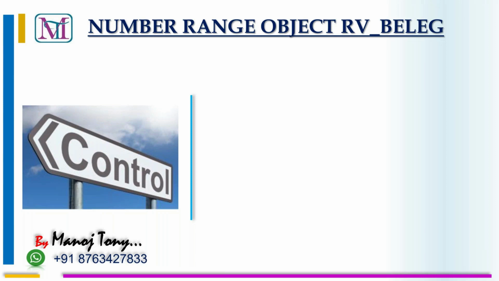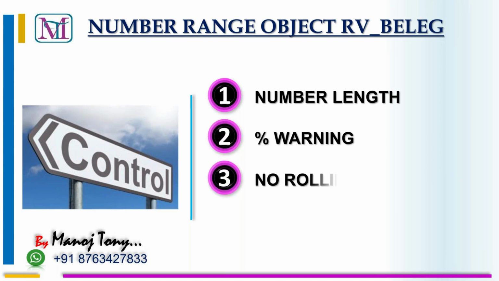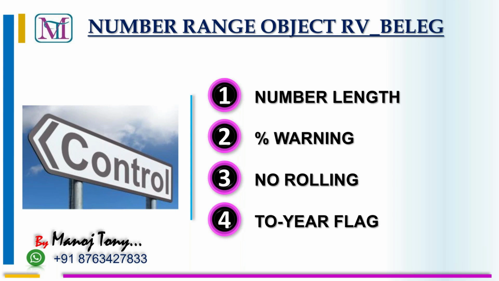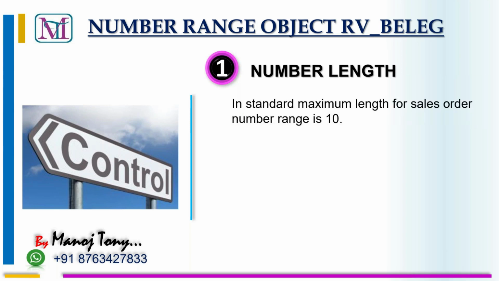Then the next very important point is in object RV_BELEG. We have number length, warning message, no rolling, and year flag. One by one, we have to check the important standard functionality. Thereafter we'll go for the enhancement. So the first point is number length. In standard, the maximum length for an order, delivery or billing document is 10.